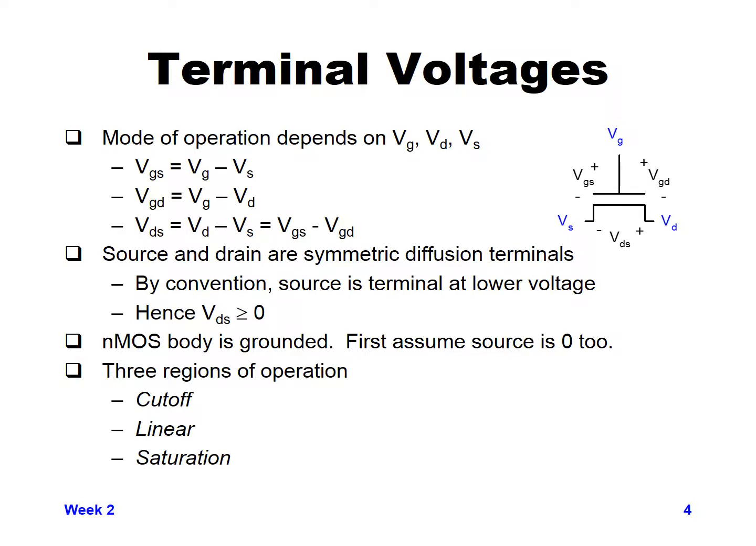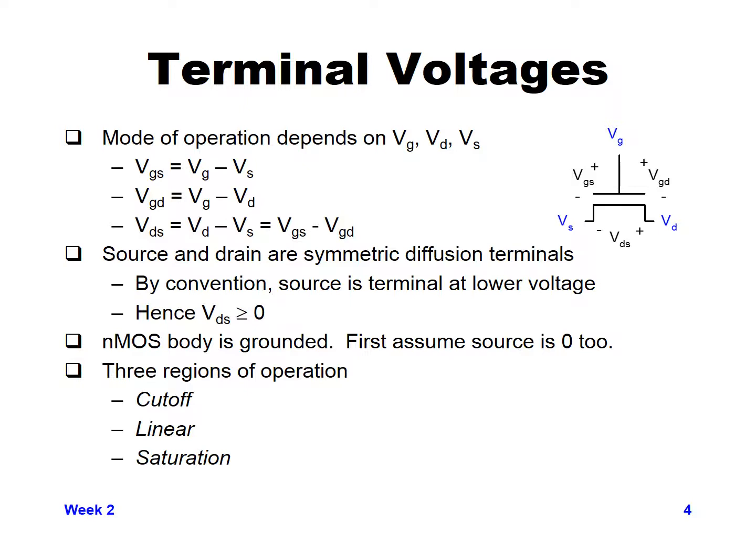They're identical to each other. So we could use either one as the source or the drain. However, by convention for NMOS devices, we say that the source terminal is always the lower voltage. And for NMOS, we always connect or try to connect the source terminal to ground. So hence, since the source terminal is always the lowest voltage at ground, VDS is always going to be greater than zero by that convention.